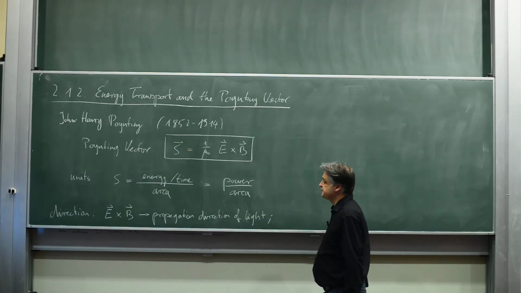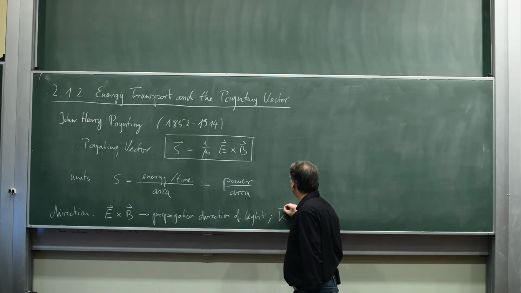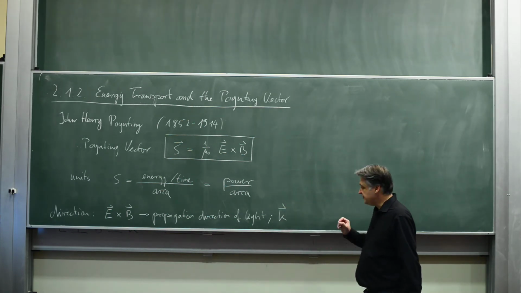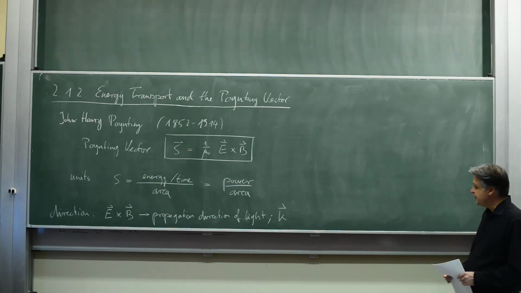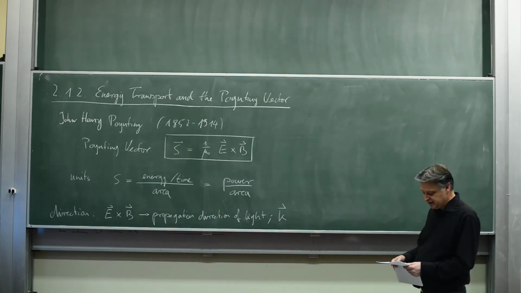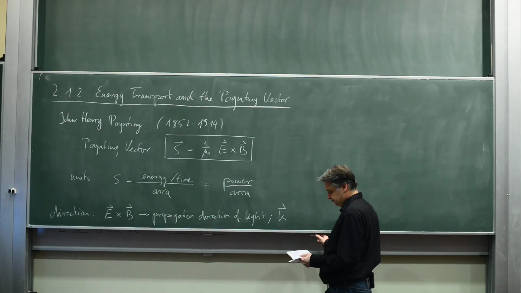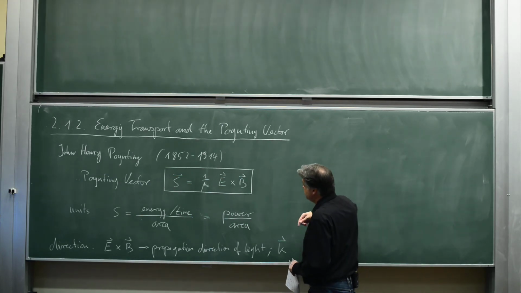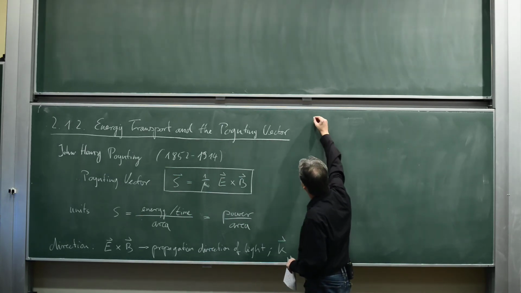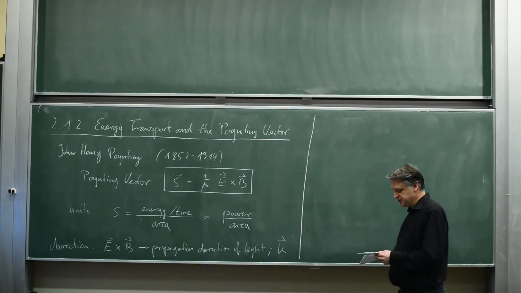Or, simply spoken, our k vector. It's in the direction of our wave vector k. That's the direction of the traveling wave. So, let's talk about the units of S in a bit more detail.